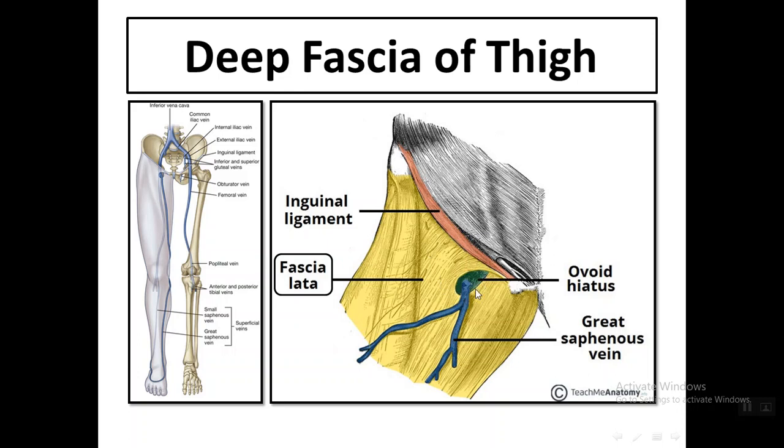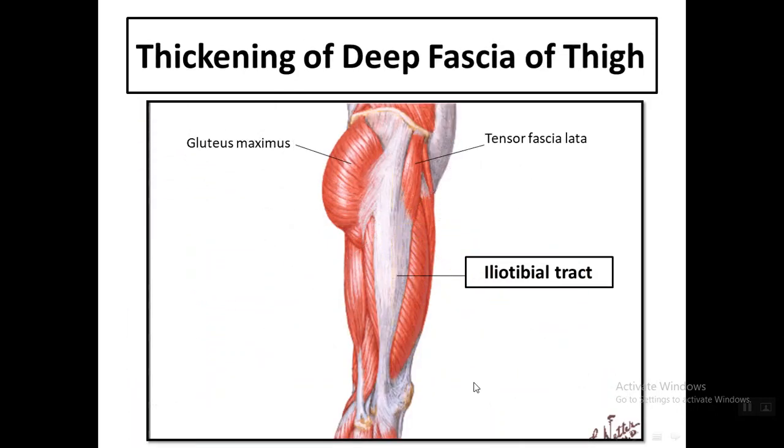Here this is the opening in the deep fascia that is called the saphenous opening for the passage of the great saphenous vein. There is a thickening of the deep fascia on the lateral aspect of the thigh that extends from the iliac tubercle down to the lateral condyle of the tibia. This thickening is called the iliotibial tract.